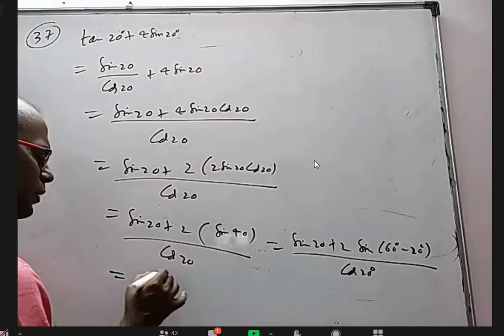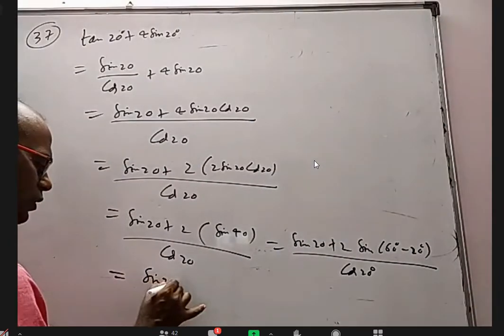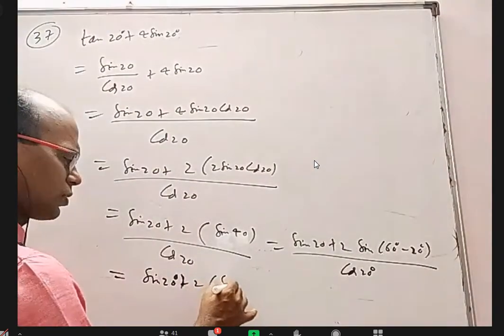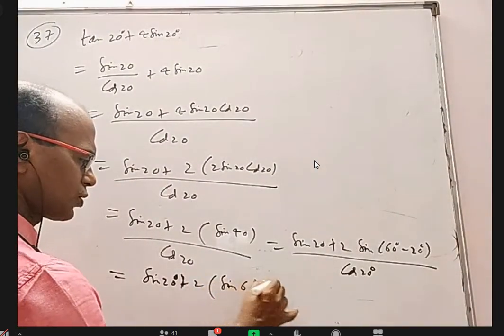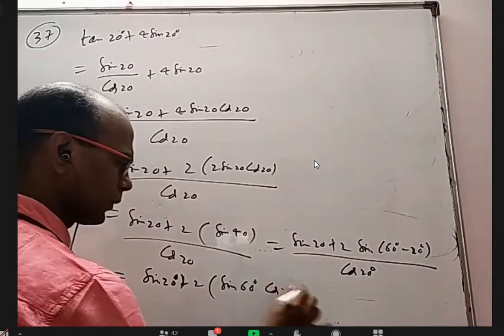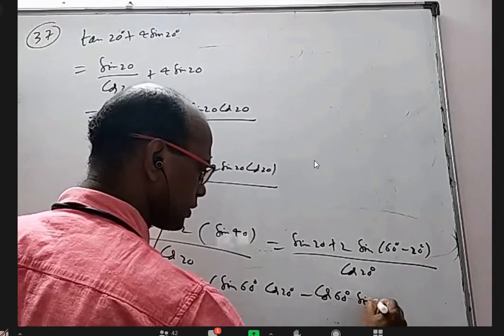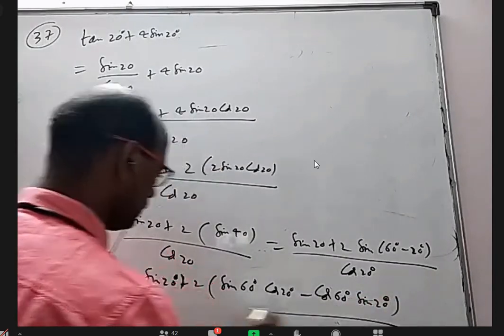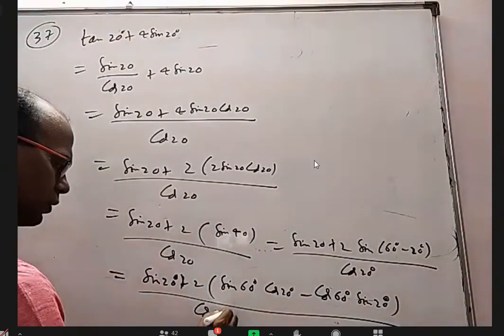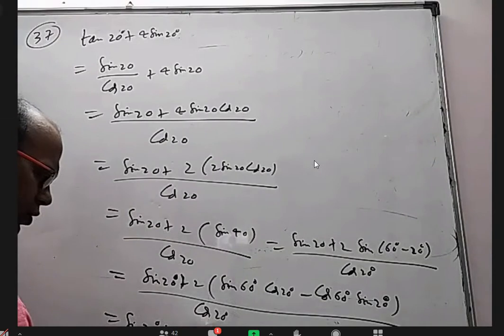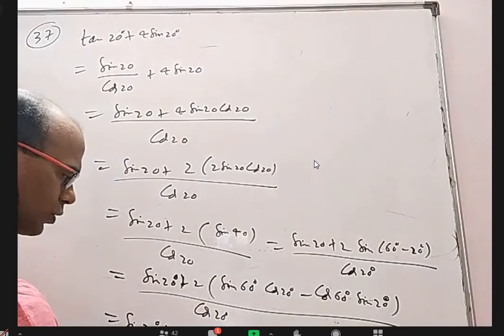So let us use the sine A minus B compound angle formula. Sine 20 degrees, sine A cos B minus cos A sine B. So you'll get sine 60 into cos 20 minus cos 60 into sine 20 by cos 20 degrees. Sine 20. Sine 60 is root 3 by 2 cos 20.